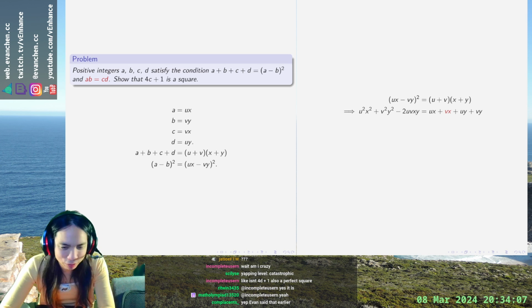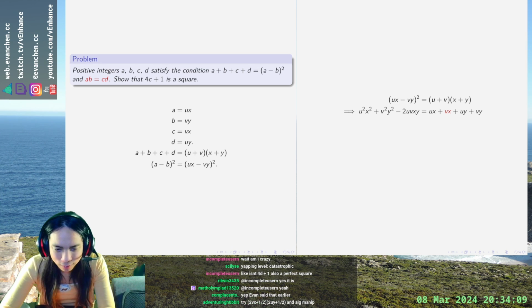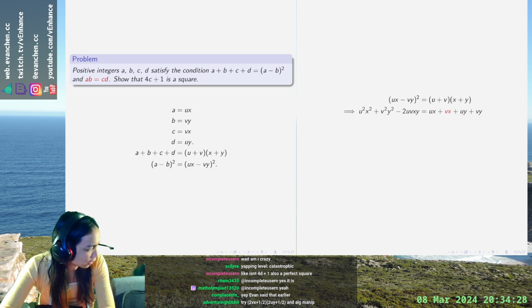Yeah, I agree 4D plus 1 is also supposed to be a square. Why is there a minus sign though? That just feels wrong to me. Like, 2vx plus a half.